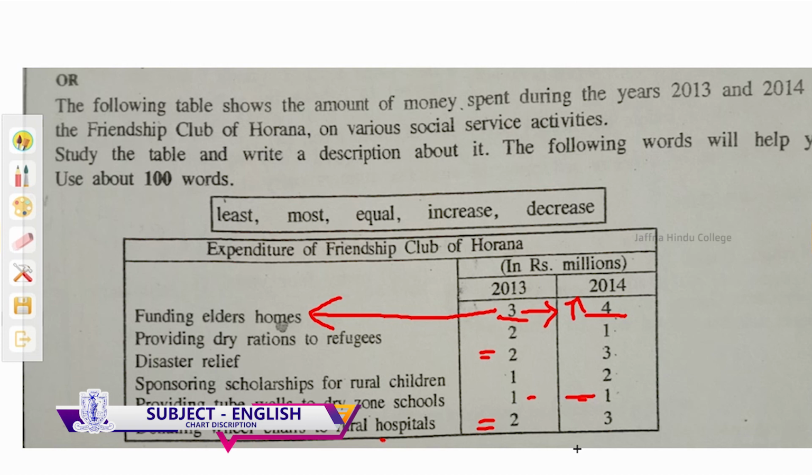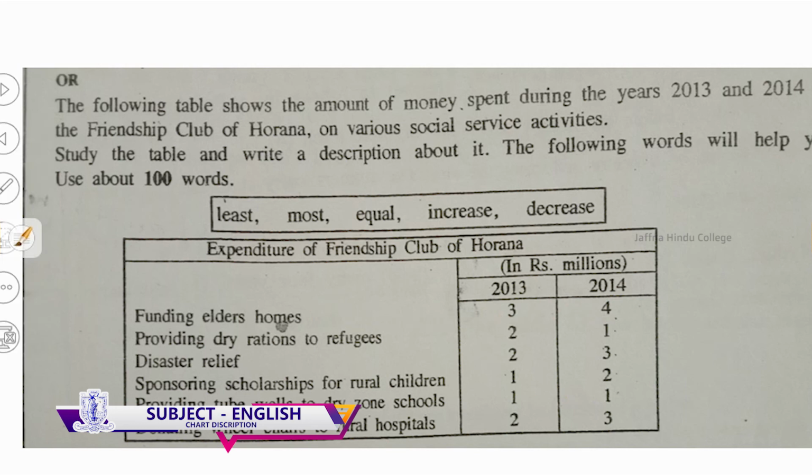That's enough. No need to compare all the single data. So the key data is this: the highest, what the increase is, what is equal, and what is the lowest one. So here you can see how they describe it.